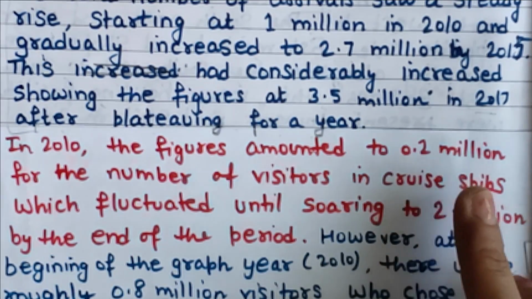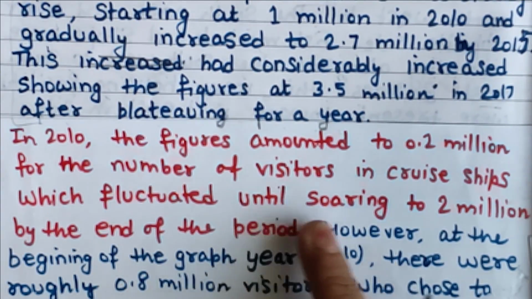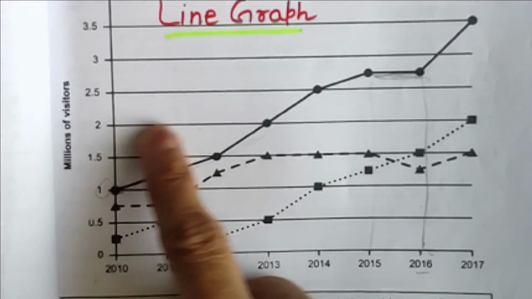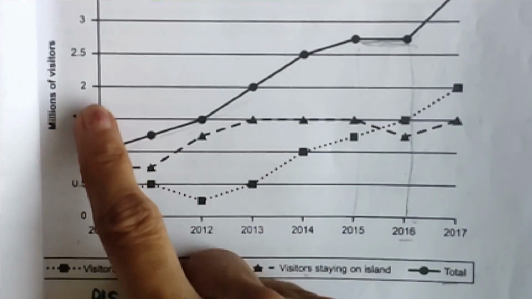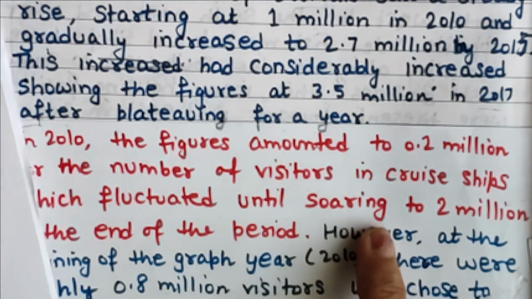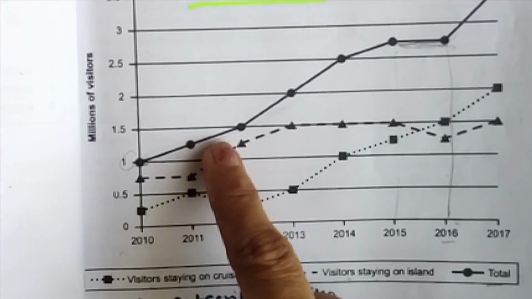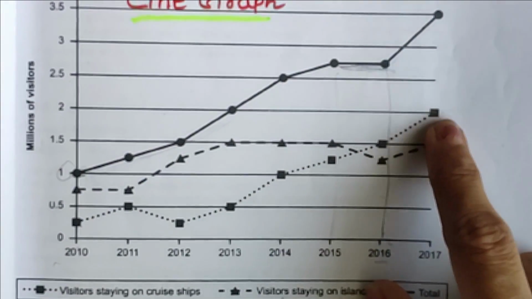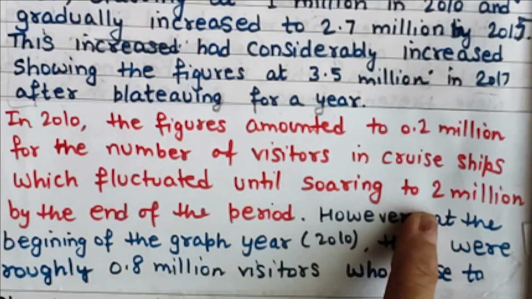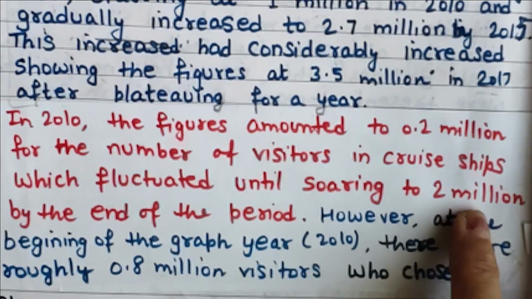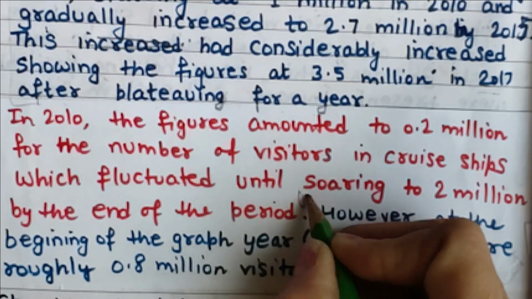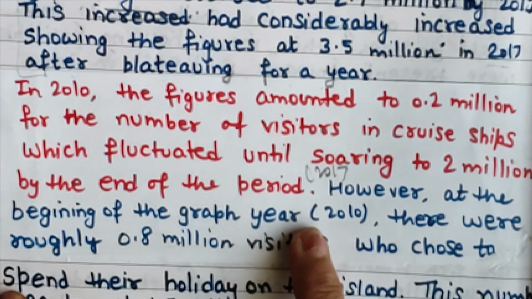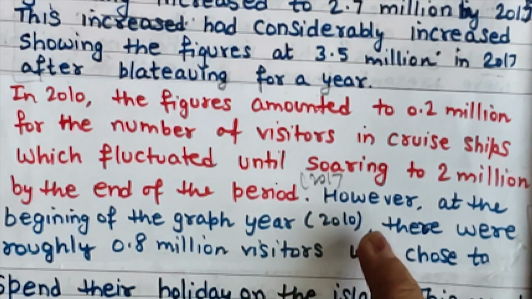So this is the explanation of the line graph, which fluctuated until soaring to 2 million by the end of the period. So this is 2 million, this line, and which fluctuated, and we have not explained any figures for the fluctuation, until soaring means going up to 2 million by the end of the period, that is 2017. You can write it. Now however, at the beginning of the graph, okay, so however.